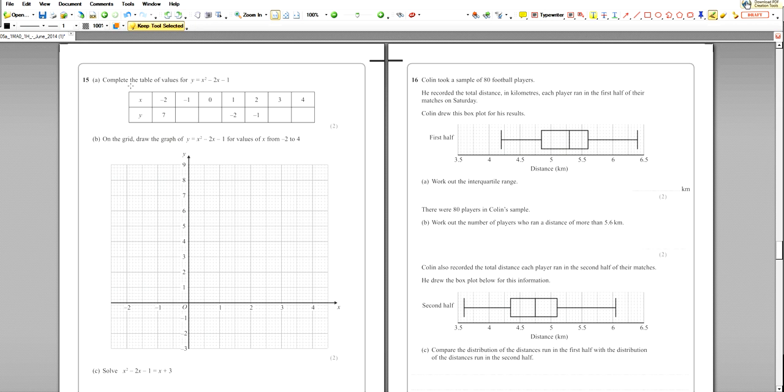Let's work out the missing values. Complete the table of values for y is equal to x squared minus 2x minus 1. So, x squared. x is minus 1. What's minus 1 squared? Minus 1 squared is 1.